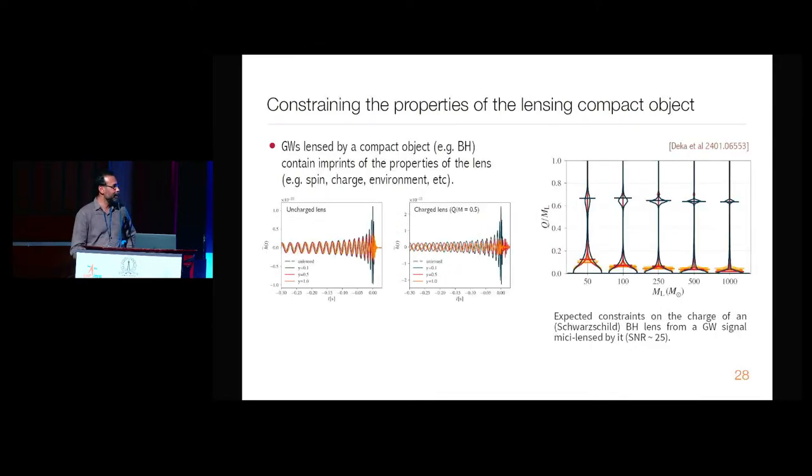One could also ask, with the positive detection of such lensed gravitational waves, how well can you probe the nature of this compact object itself? Is it indeed a black hole? If it is, what is the charge of the black hole? What is its spin, whether it has any exotic properties, etc. So here is a pilot work that has recently come out from another graduate student at ICTS, Udeep Deka, which shows how a future observation of a lensed gravitational wave can be used to constrain the charge of a black hole lens.